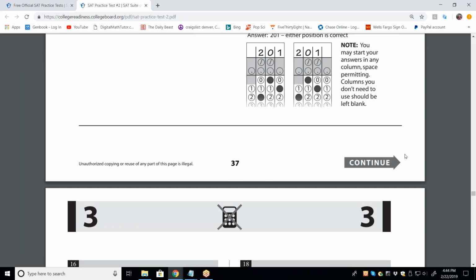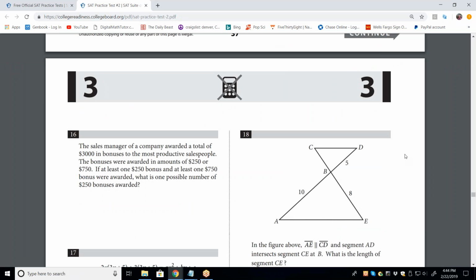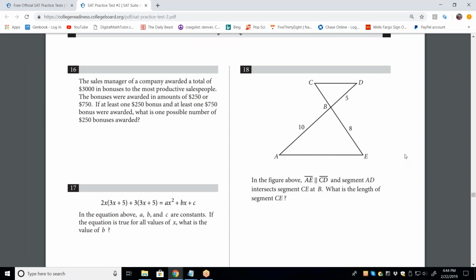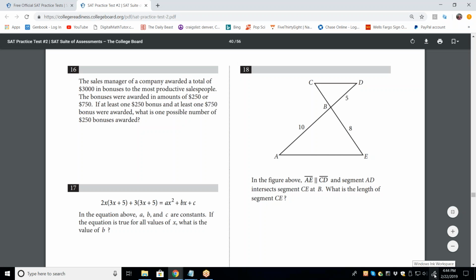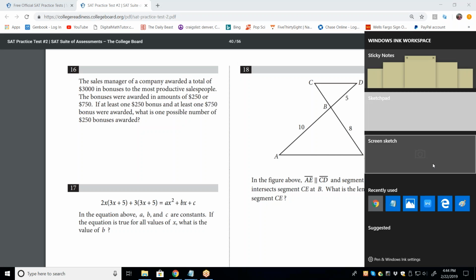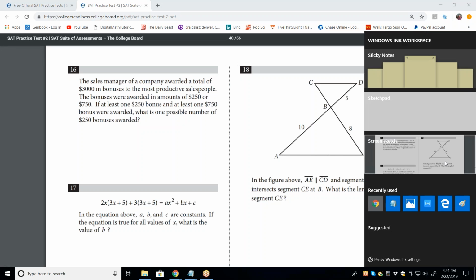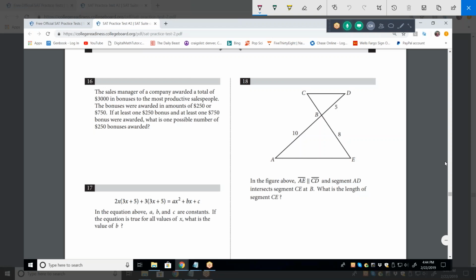Oh, well, that's weird. Oh no, this is still grid-in. Sorry. Okay. All right, number 16.